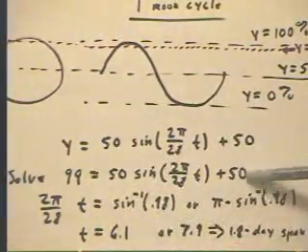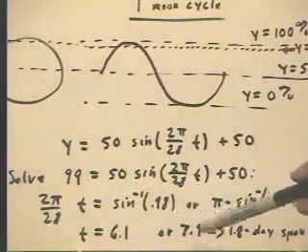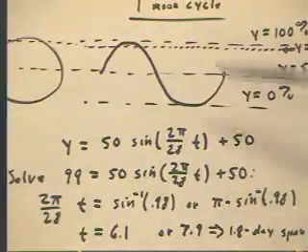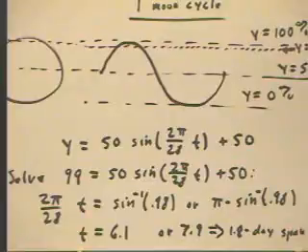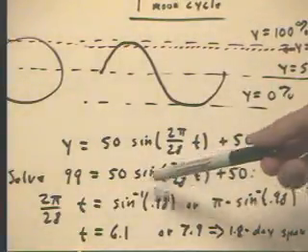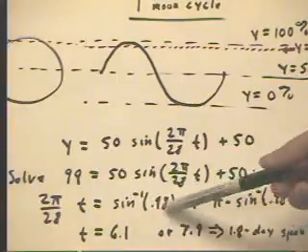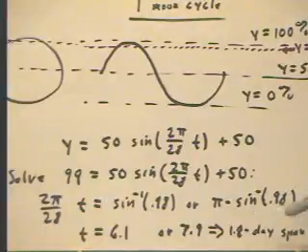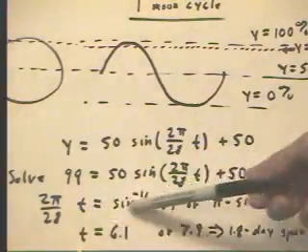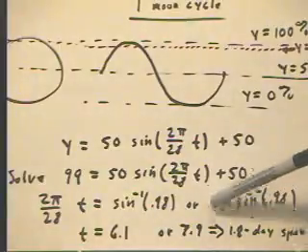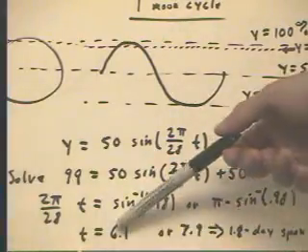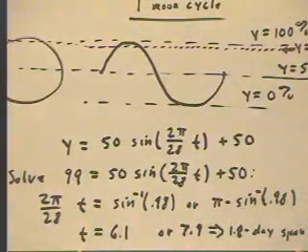Okay, solving this equation, we subtract 50 from both sides, then we divide both sides by 50, and not going through the details, just go through the algebra yourself. That should be fairly easy. We see that 2 pi over 28 t will have to be the inverse sine of 0.98, or possibly pi minus the inverse sine of 0.98, as we've seen before. So the inverse sine of 0.98 is 0.61. Pi minus the inverse sine of 0.98 gives us t equals 0.79. So we have a 1.8 day span from 6.1 to 7.9 days.